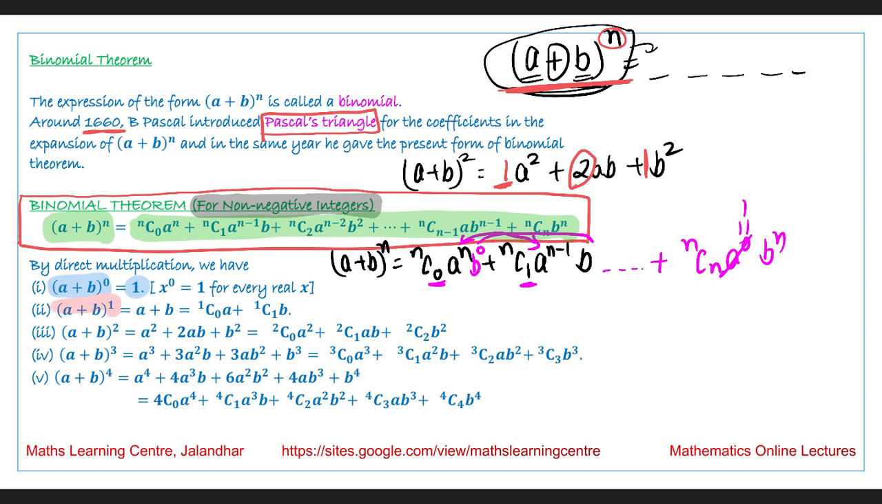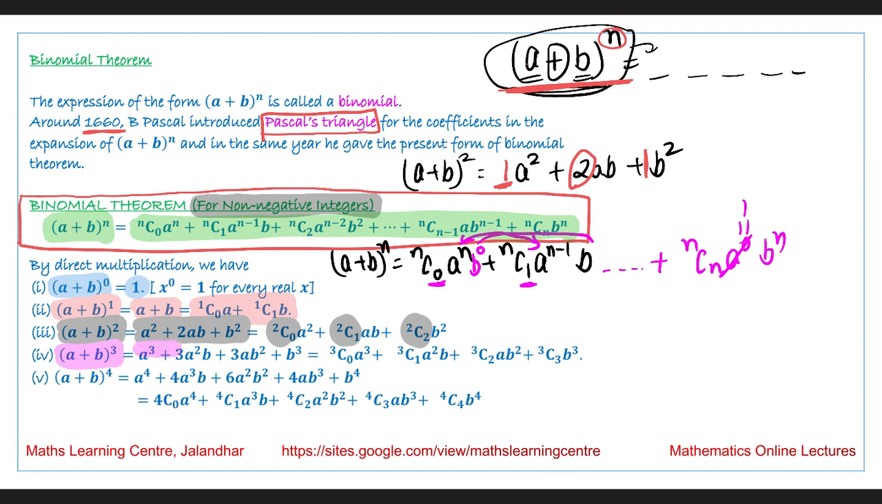Next is a plus b raised to the power 1, that is a plus b, so it is 1C0 a plus 1C1 b, and both these values are equal to 1. The next one is a plus b whole square. We have seen that it is a square plus 2ab plus b square, so it is 2C0, 2C1 and 2C2. Next we have a plus b whole cube.